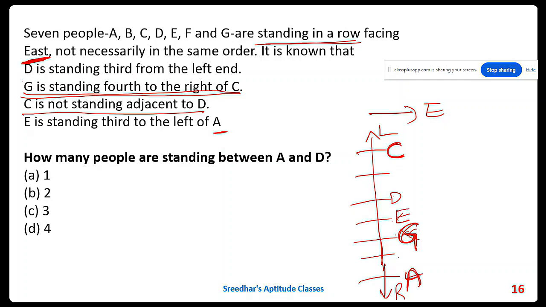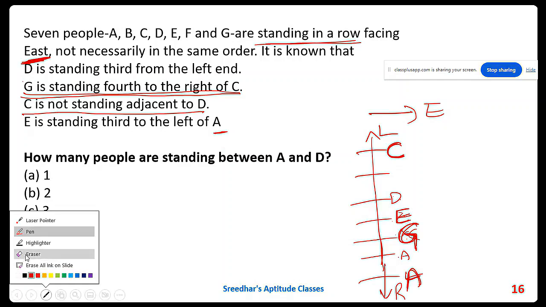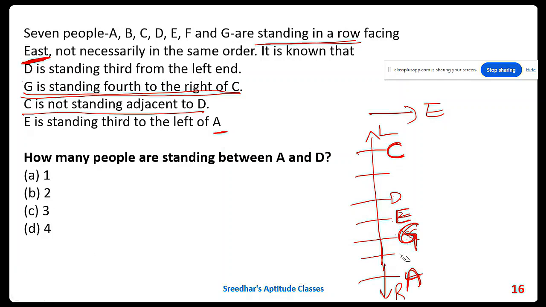Third left of A is E, right? You take any other place. Suppose I take A here, then 1, 2, 3. The third place is not vacant, right? In the third place, some other person is already sitting. So this is the only place for A.